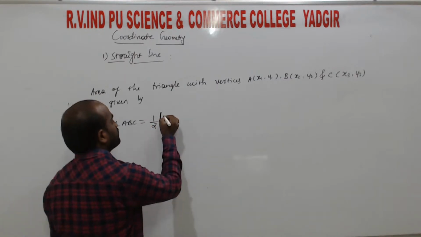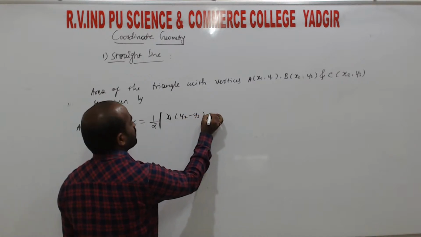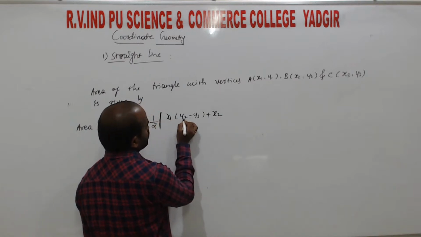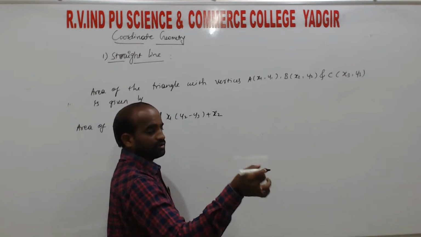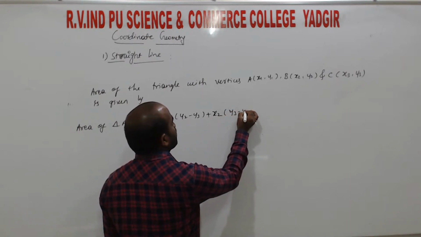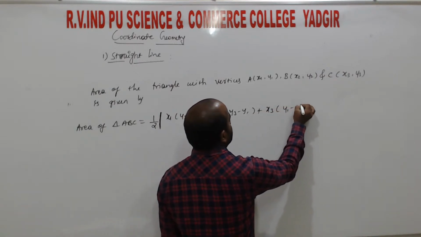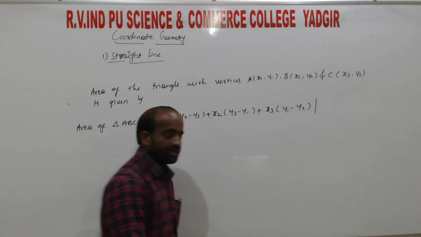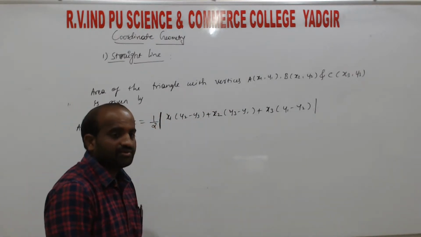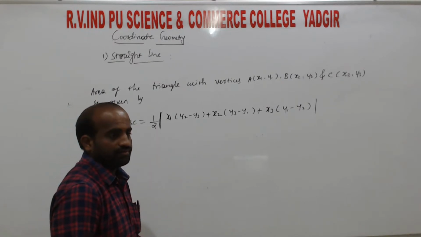Modulus of x1 into (y2 minus y3) plus x2 into (y3 minus y1) plus x3 into (y1 minus y2). Here the indices go 1, 2, 3, next 2, 3, 1, then 3, 1, 2. This is the area of triangle with vertices A, B, C. When 3 points are given, find out the area of triangle using this formula.